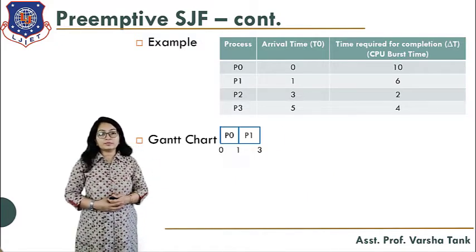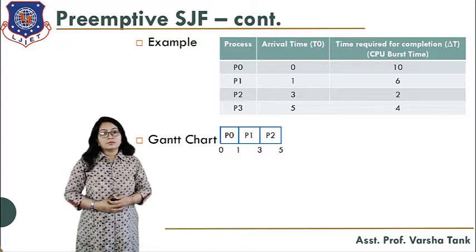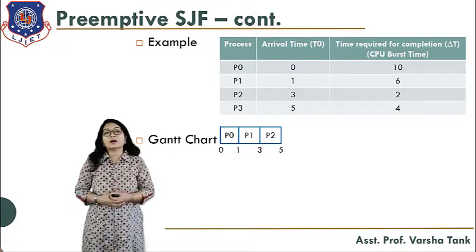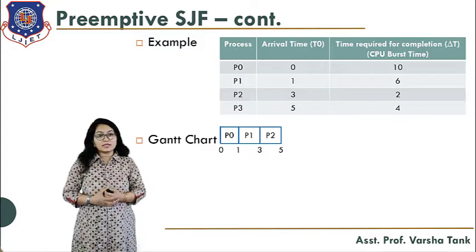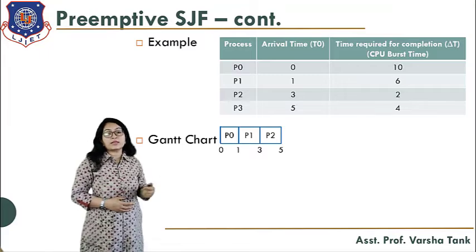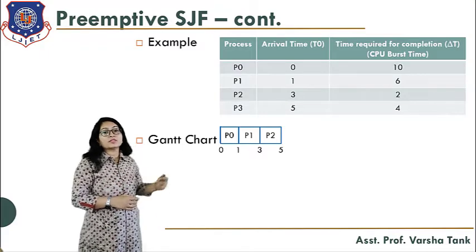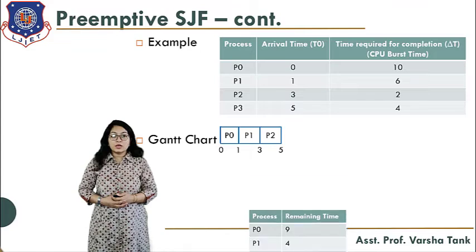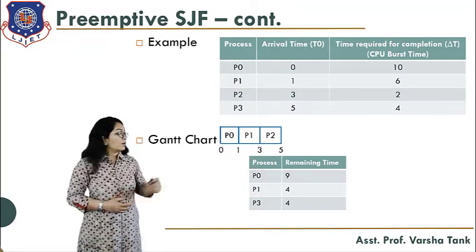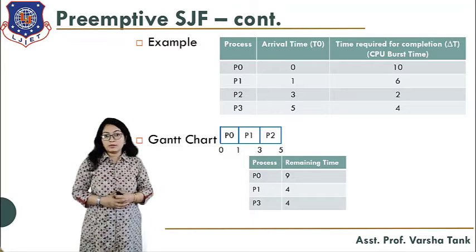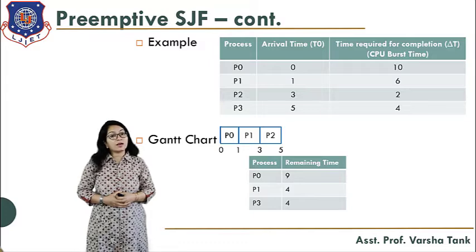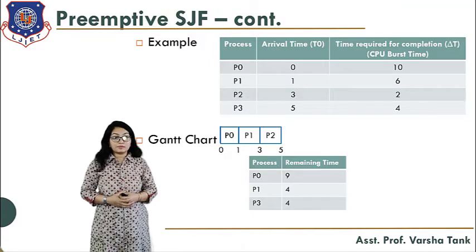So let's see. Okay, so here P2 will be assigned. Now P2 has completed its execution because its burst time is just 2. And when it completes its execution, another process comes, that is process P3. So here you can see P0 has the remaining burst time 9, P1 has the remaining burst time 4, and P3 has the burst time, again 4. So what will happen?